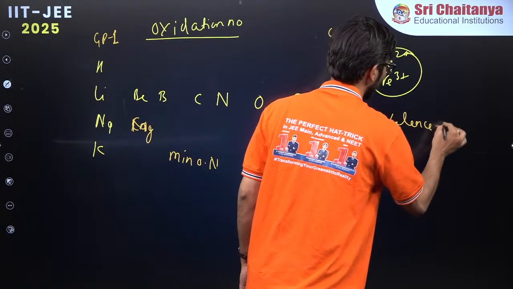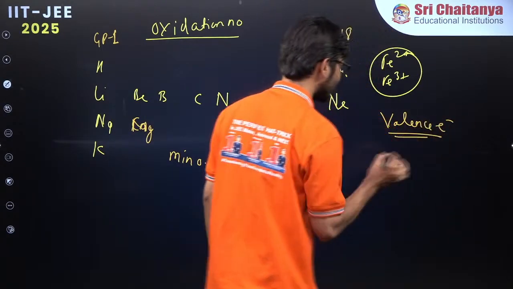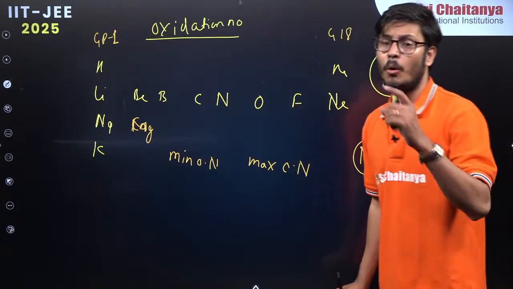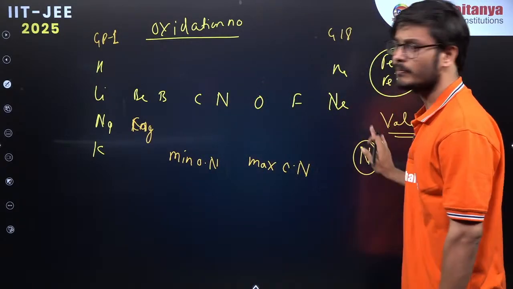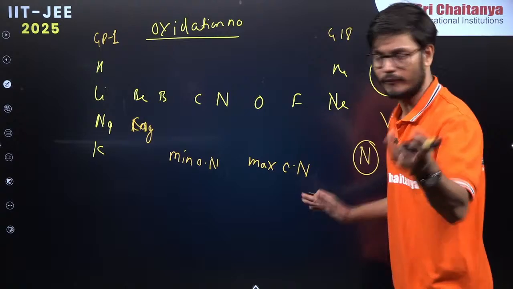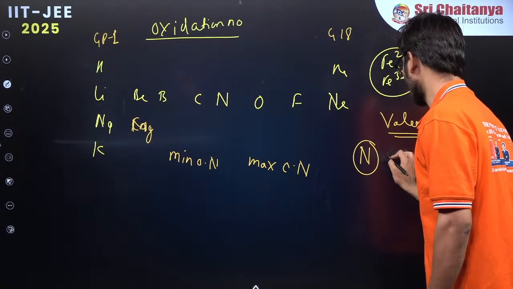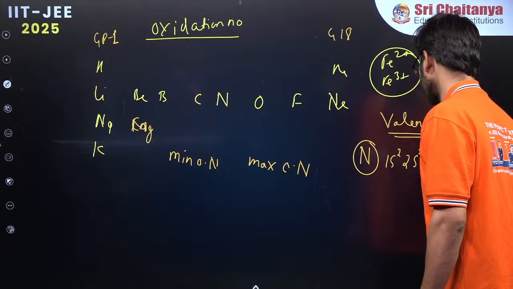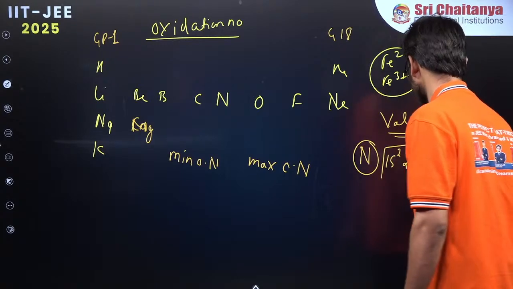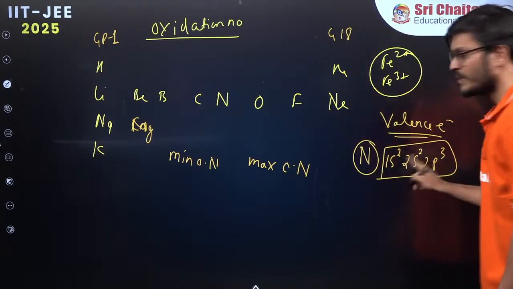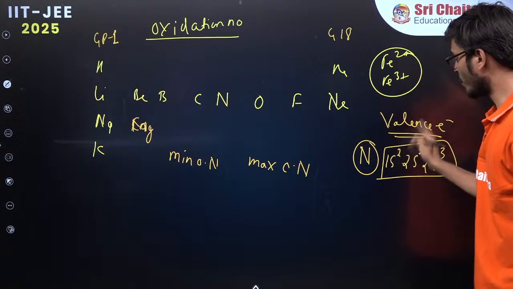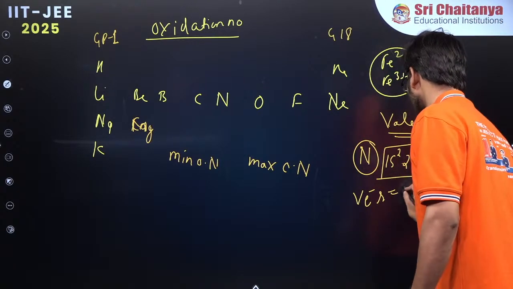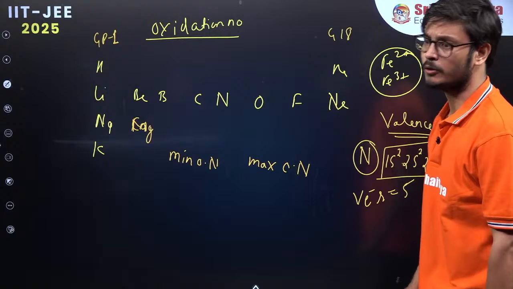Let me take one example and I'll write the formula. For example, let us say we are having nitrogen. Now, what is the nitrogen ka valence electron? We all know the configuration. This is 1s2, 2s2, and 2p3. Isn't it? This is the configuration of nitrogen. So the second shell is the valence shell. So what is the number of valence electrons? Valence electrons is equal to 5.